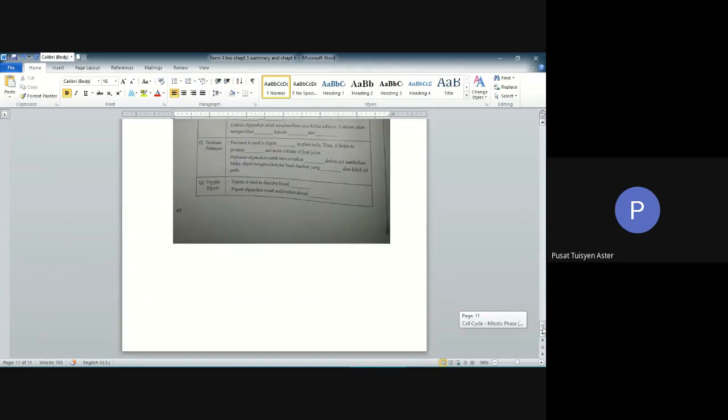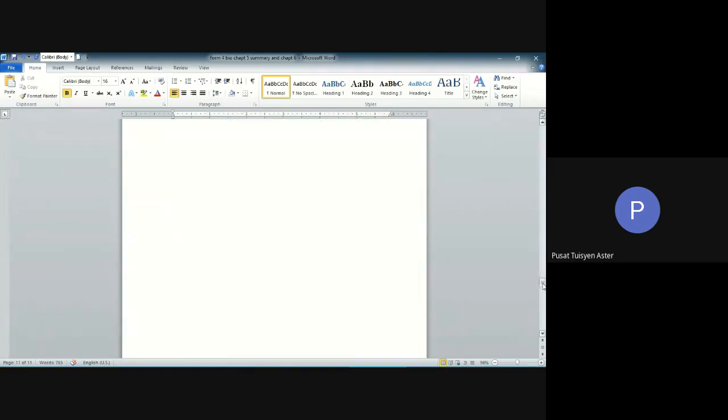Finally, we have pectinase. Pectinase is used to digest what? Pectinase is used to digest pectin, same as in the name, right? In plant cells, it helps to produce clear and more volume of fruit juice. So we use it to make juice out of pectin, correct. Lastly, trypsin is used to dissolve blood. Blood what? Trypsin is used to dissolve blood clots. Correct.